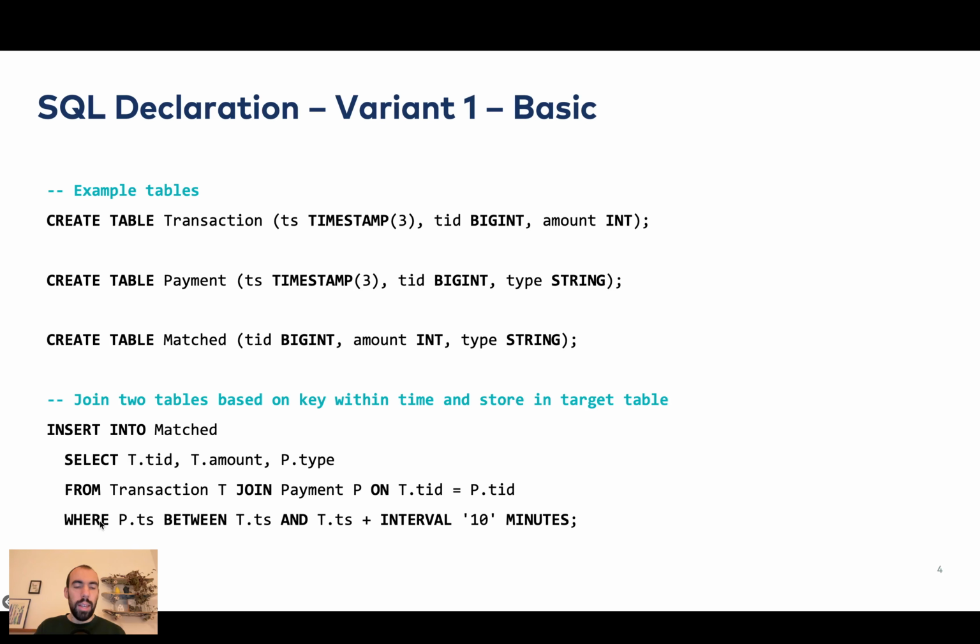And in this case, we also want to join them together using an interval. So we assume that the payment comes in between when the transaction comes in or 10 minutes afterwards.